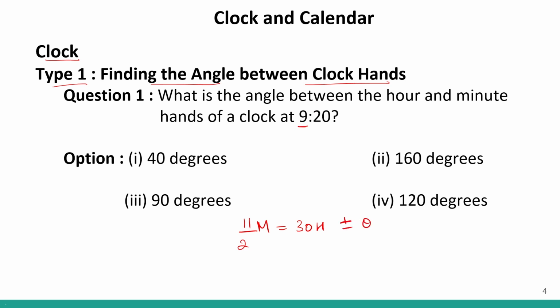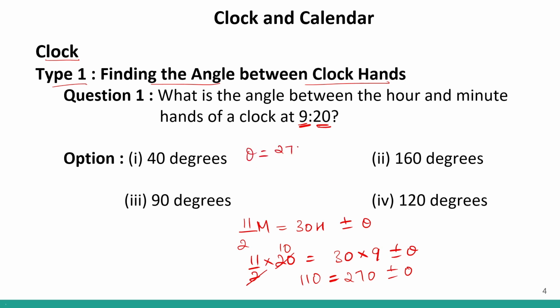Now let us put m as 20. So 11 by 2 into 20 equals 30 into h, where h will be 9, plus minus theta. So this will be 10. 11 into 10 will be 110 and 9 into 30 will be 270 plus minus theta. Now, what will be the value of theta?